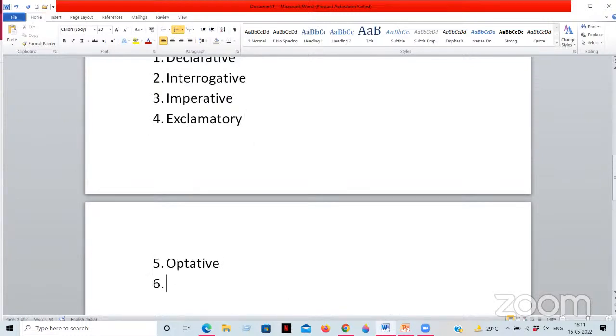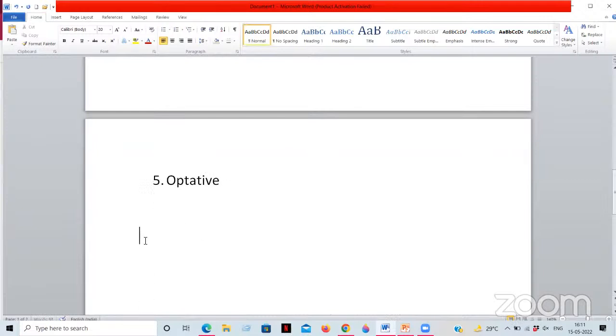Here. Okay. Let me erase this one. Let me write here that Ram goes to school. Rahim goes to school. Okay. So these are two separate sentences, isn't that?